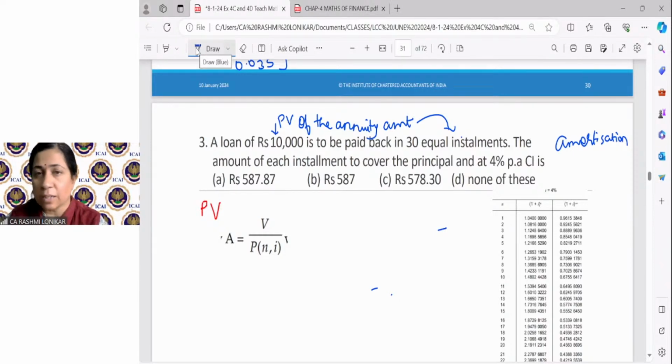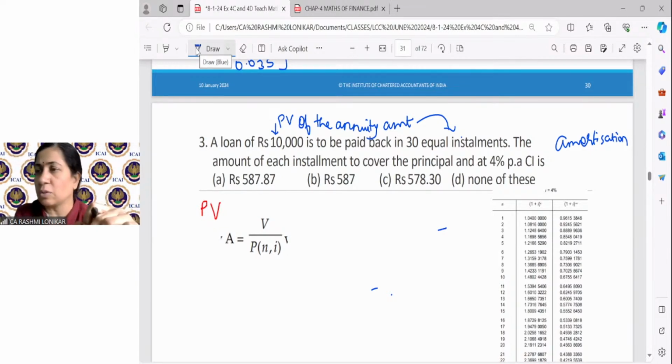The question being asked is that I have taken a loan of 10,000. I have to repay it in 30 installments. So obviously it's not 10,000 upon 30, right? Why? Because I have to also pay the interest. So 10,000 plus the interest that I have to pay, I want to pay it in equal installments.